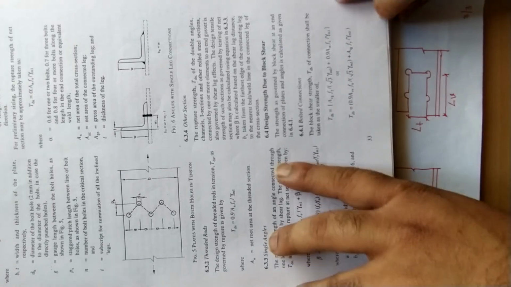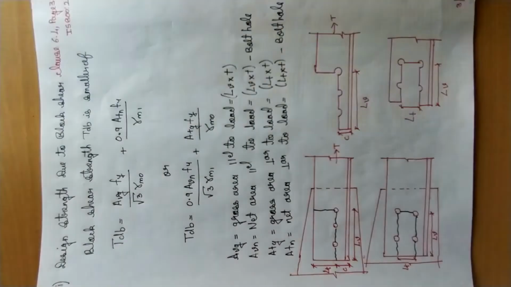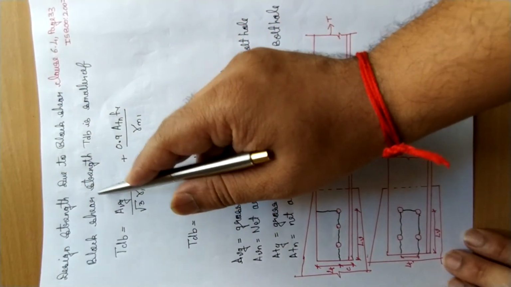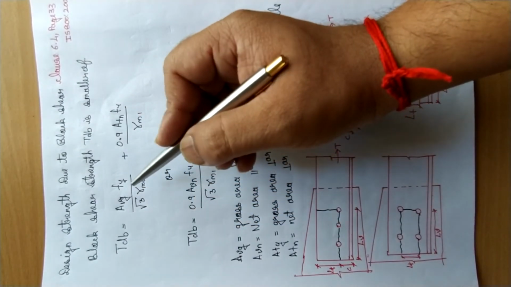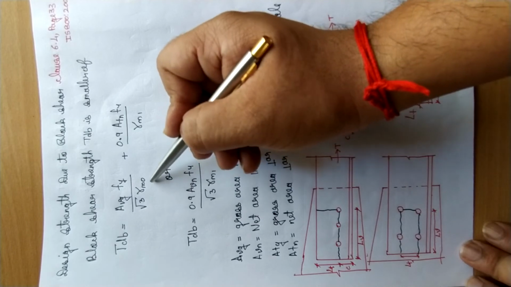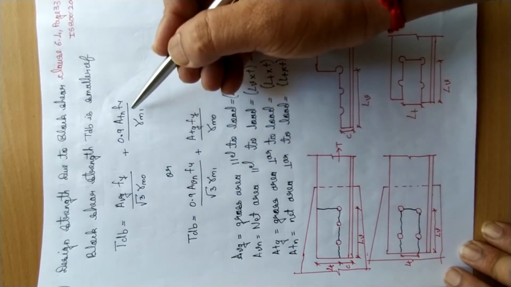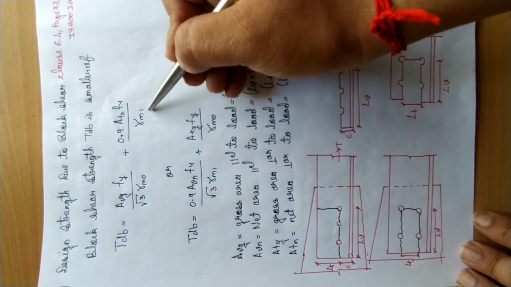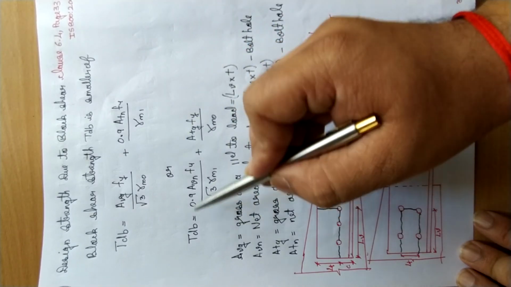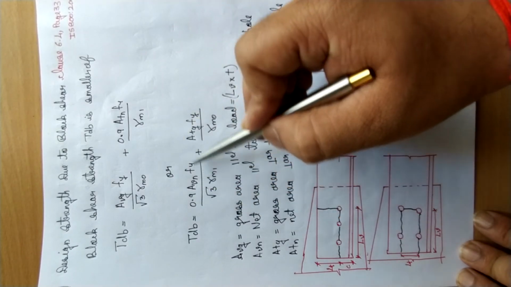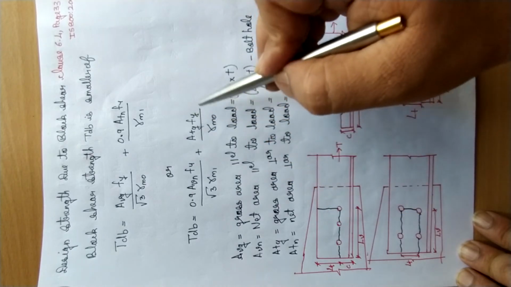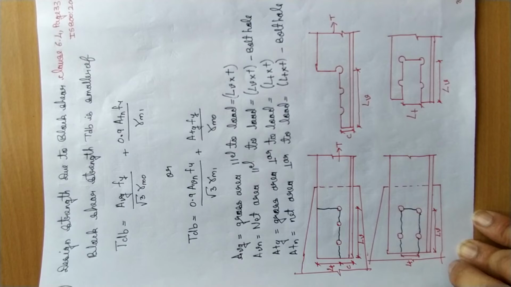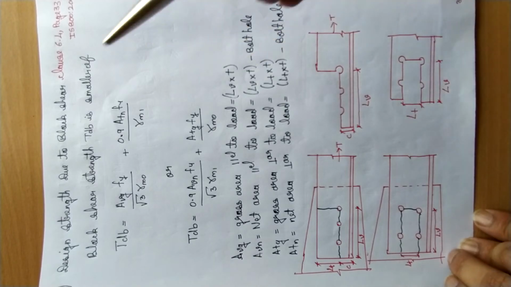This formula I have written on the page. So you can see the block shear strength Tdb is the smaller of Tdb equals Avg Fy divided by root 3 gamma m0 plus 0.9 Atn Fu divided by gamma m1. Similarly, Tdb is equal to 0.9 Avn Fu divided by root 3 gamma m1 plus Atg Fy divided by gamma m0. So we have here the components.